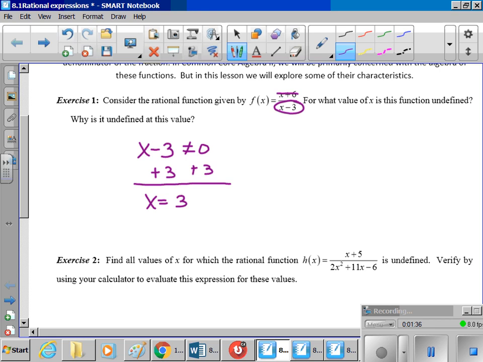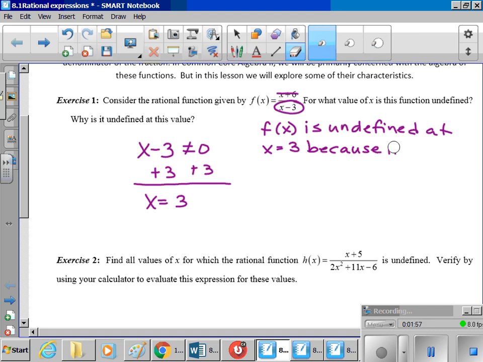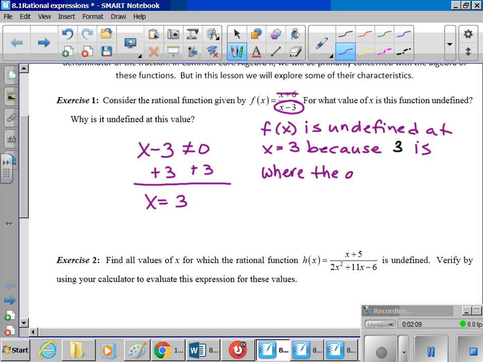So f of x is undefined at x equals 3 because, remember I told you we shouldn't be using pronouns, because 3 is where the denominator of f of x is 0.